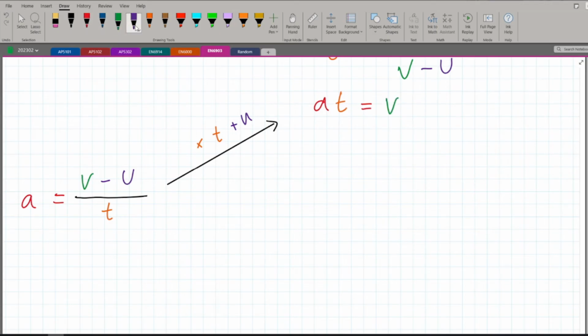All right, so v minus u. Again, this is just a times t. Why? Because the t will cancel on the right side, and on the left side you will have a t. And then we can add u. So from this step, we're going to just add u, or move u, I should say.